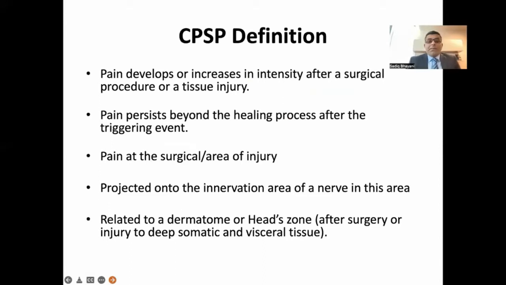So, what is the definition of chronic post-surgical pain? It's the pain that develops or increases in intensity after surgery or tissue injury. The pain that persists beyond the healing process after the triggering event, and the usual timeline is about 3 months. Pain at the surgical site or area of injury, or projected on the innervation area of the nerve. So, the example would be somebody develops pain in the groin after hernia surgery, and it's in the direction of the ilioinguinal or iliohypogastric nerve, and it's a chronic post-surgical pain. The pain related to dermatome or head zone after the surgery, or injuries to the deep somatic or visceral tissue.